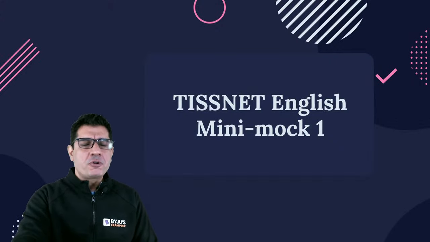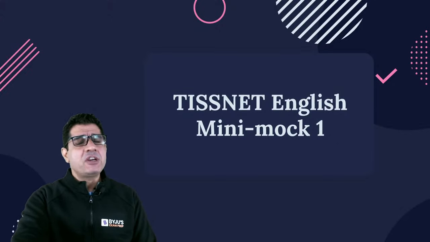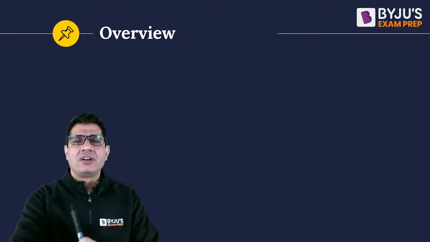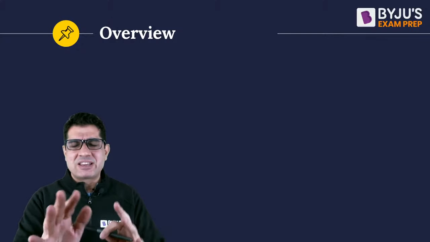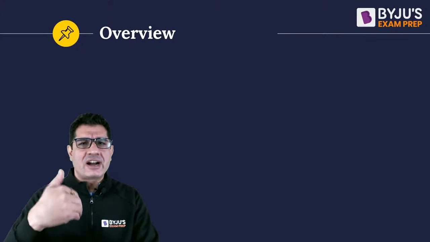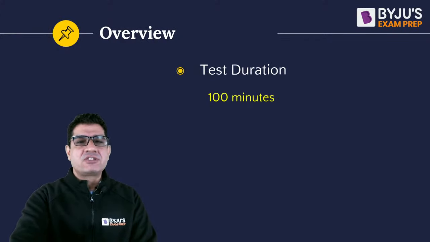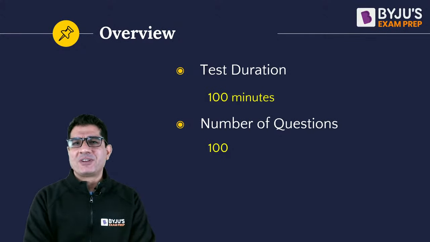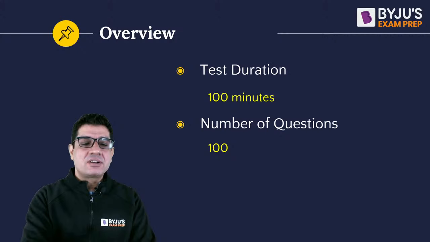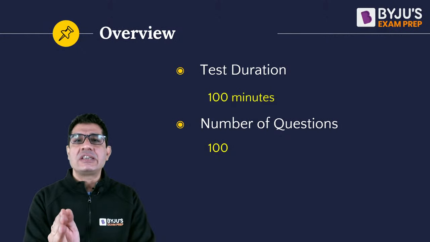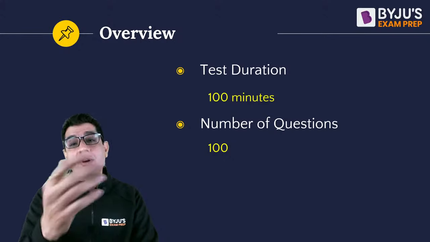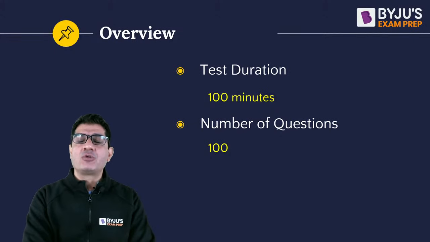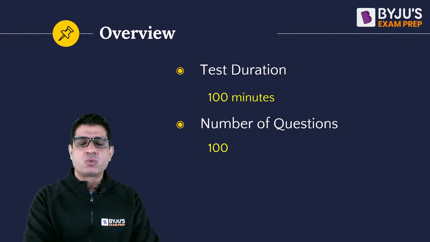Before I take you through the questions, let me quickly give you an overview of the exam for those of you who may not have attended any TISSNET session so far, or in case you've missed one of those earlier sessions that I or my colleagues took. The test duration is a 100-minute exam with 100 questions. I normally say that the moment the number of questions is equal to or more than the number of minutes, it is going to be a test of speed, and your question selection is going to be really very important in such a situation.